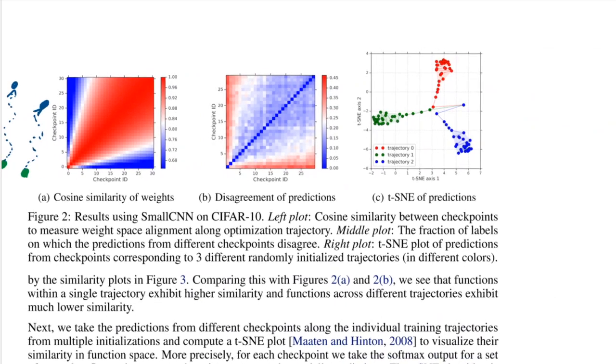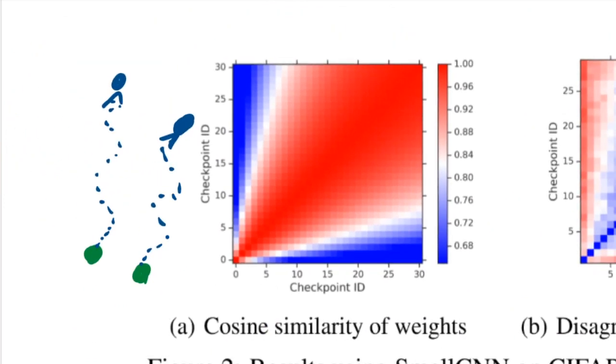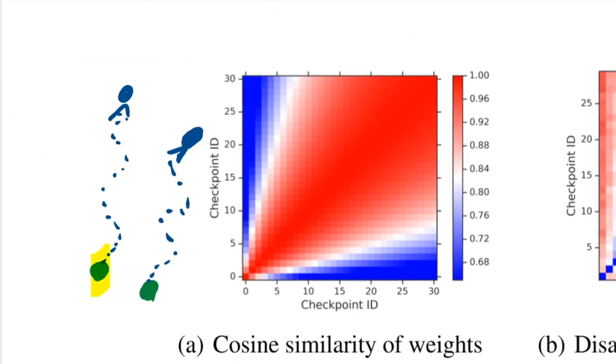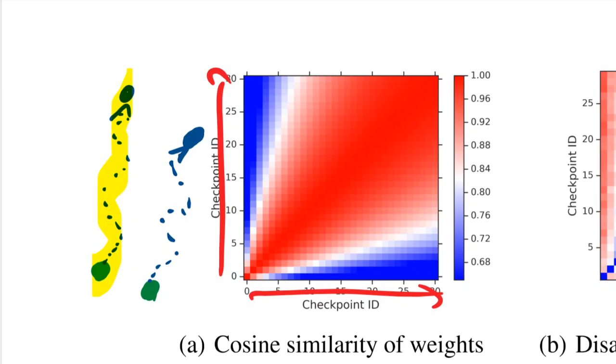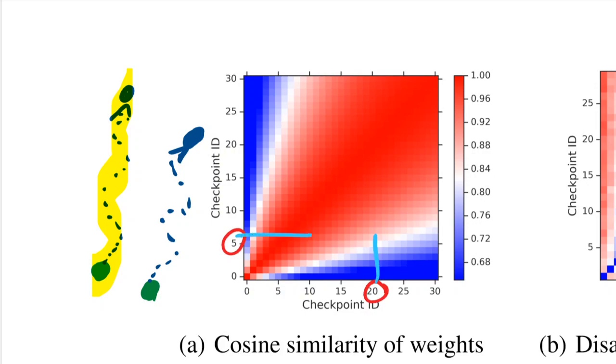So here you can see in the description, on the left, cosine similarity between checkpoints to measure weight space alignment along optimization trajectory. So we only consider one of these runs. Only consider the left one, for example. And you plot it here and here. This later one comes later, sorry. So you plot the left, only a single run, and you ask yourself, the checkpoint that I have after epoch 20, how similar is it to the checkpoint that I have after epoch 5? That would be right here.